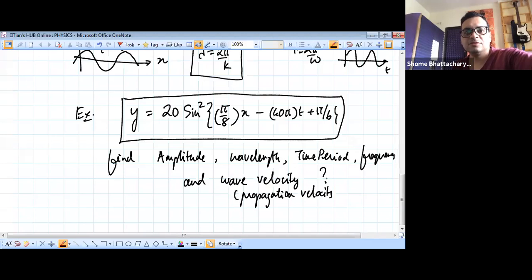No, you have to be a little careful, Ganesh. This is the sine square function. Notice that it is 20 sin² of (π/8 x − 40π t). Somadeep is correct for amplitude. Ganesh is correct for amplitude. Ganesh, your value of wavelength now is correct. Yeah, Samyak and Ayush correct.